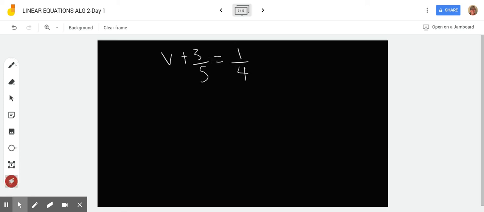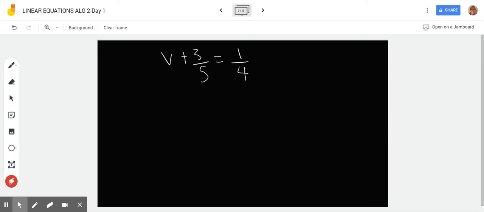All right. So the point is we want to solve for V. Okay. So we ask our questions. Okay. V is not by itself. We want to get V all by itself. And this little 3/5 is hanging out and we don't want that 3/5 there. So the first question is, what do I want to get rid of? We want to get rid of the 3/5.